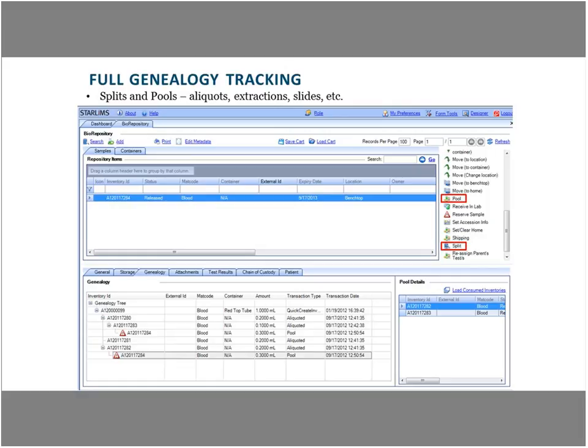Genealogy tracking we touched on briefly. Of course, in this field, being able to dive down deep in the genealogy to see where certain specimens are linked to, their crossing of data into other specimens and so forth, is all functionality that we've had to flesh out to be able to meet the needs of our customers.